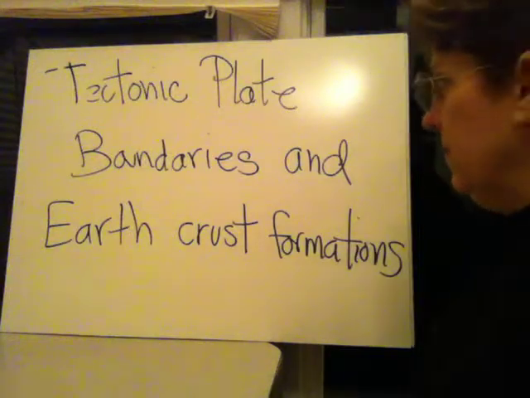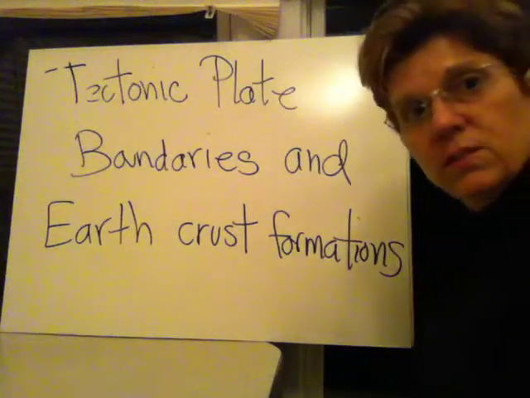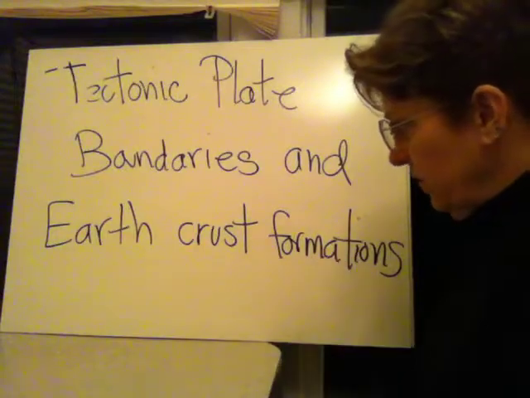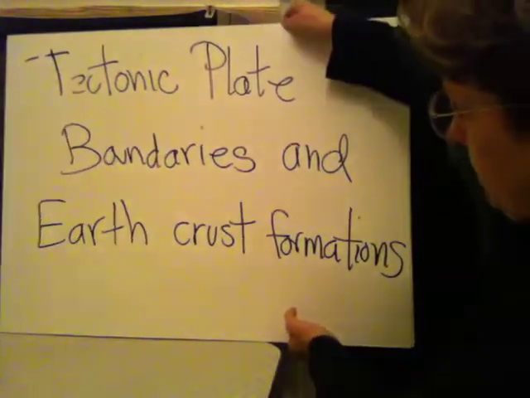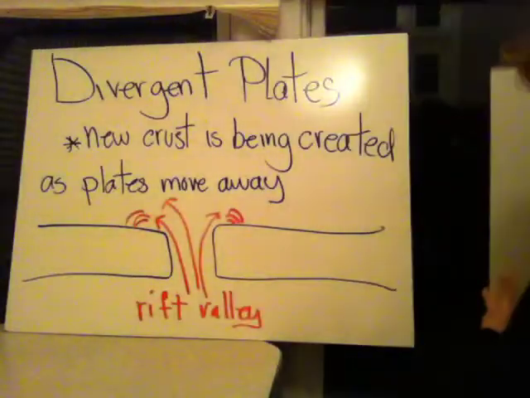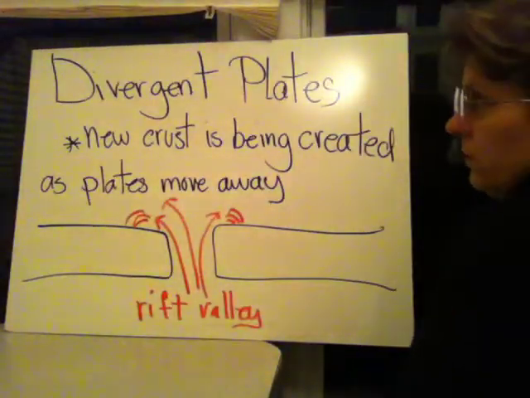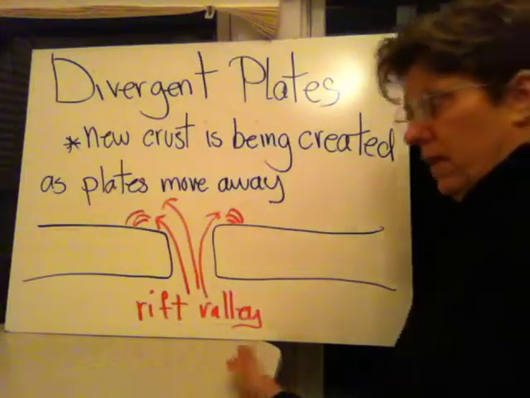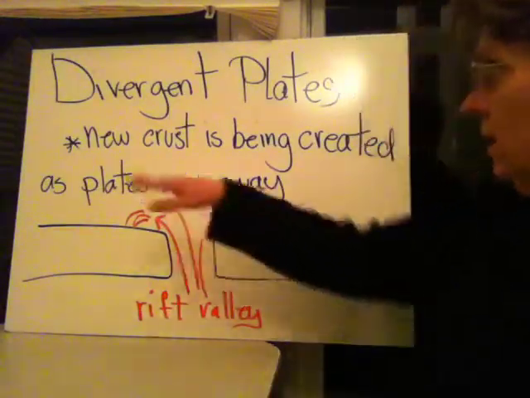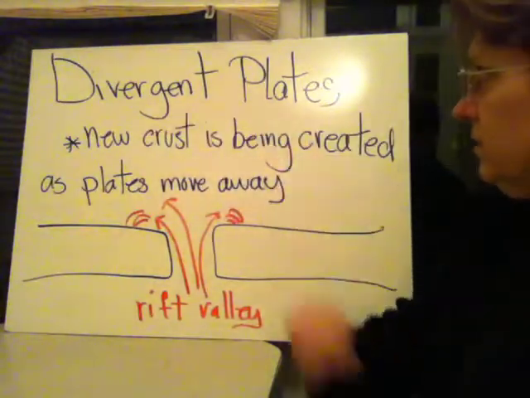About tectonic plate boundaries and earth crust formations. Earth crust formations is a fancy word for landforms. So we're going to relate different types of tectonic plate boundaries to the landforms that they create. Start off with divergent plate boundaries.